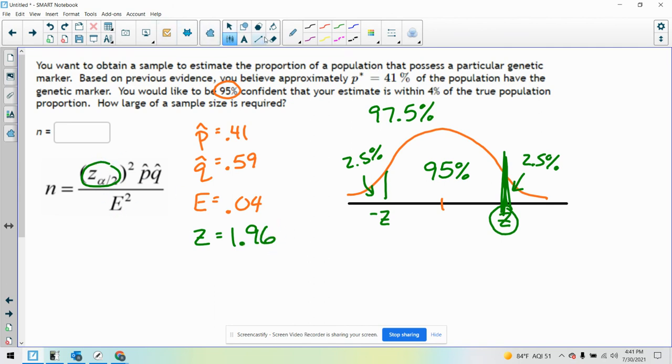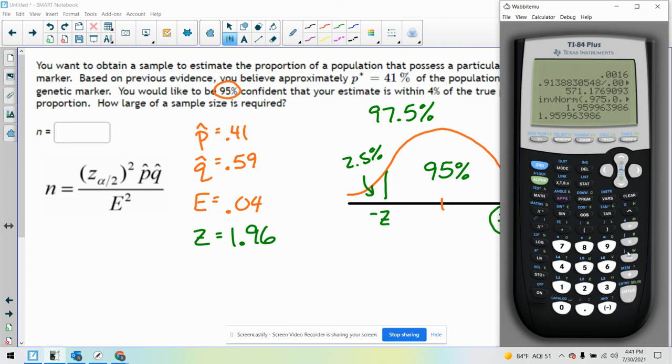So now here's my formula. To get the number of people in my sample, I'm going to take that Z value, which is what I have right here, and square it. I'm going to multiply that by P hat and then Q hat, so times 0.41 times 0.59. That's the entire numerator. The bottom is going to be 0.04 squared. So I just take this top guy and divide by the denominator, and I get 580.7.